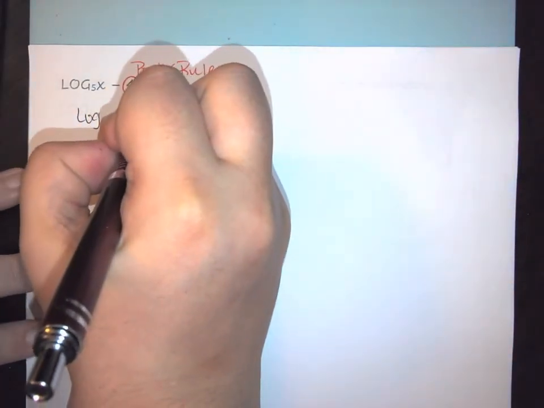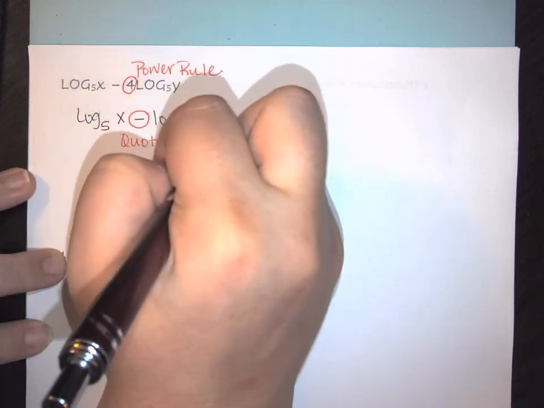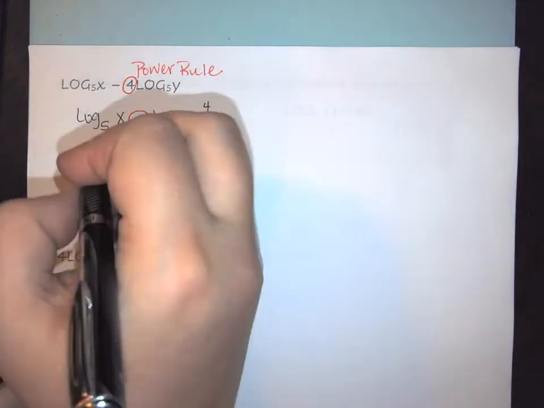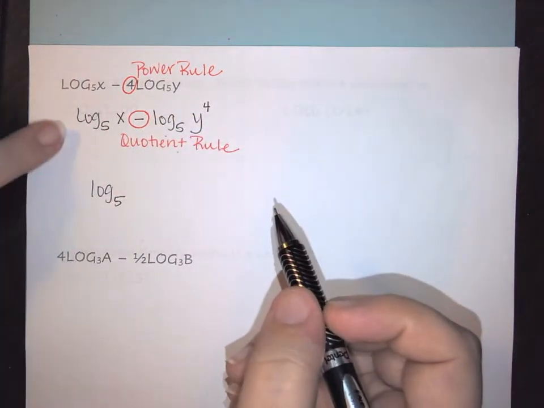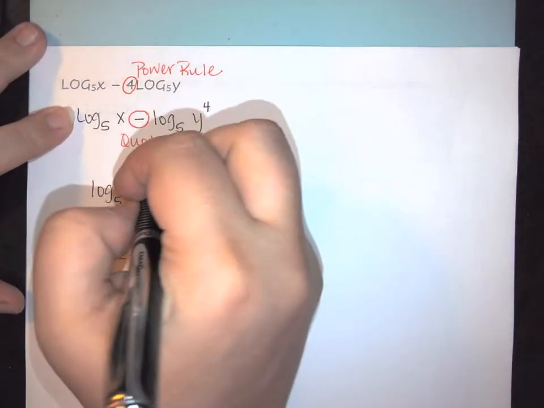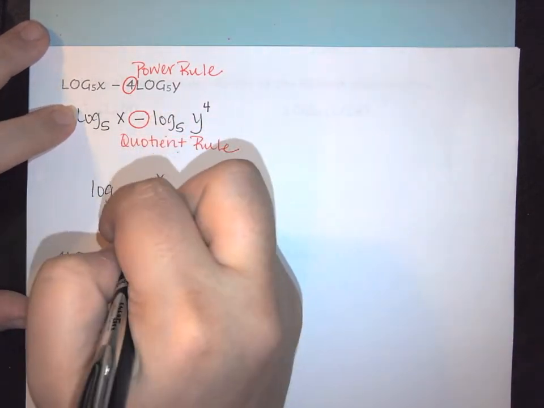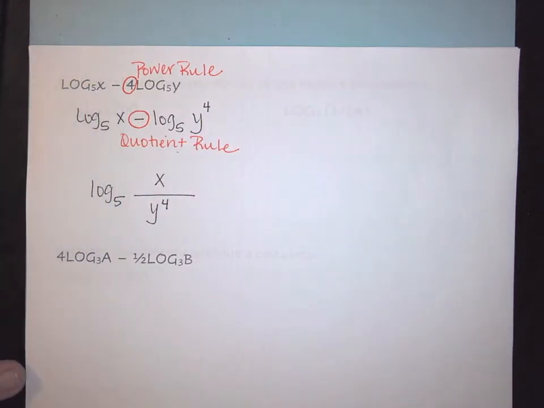Now the only other thing we have left to do here is our sign, and this sign here is going to be your quotient rule. That quotient rule again is division, and so this is going to end up being the log base 5. The left hand side is your numerator, so this is going to be x over, and the right hand side is your denominator, y to the 4th power.